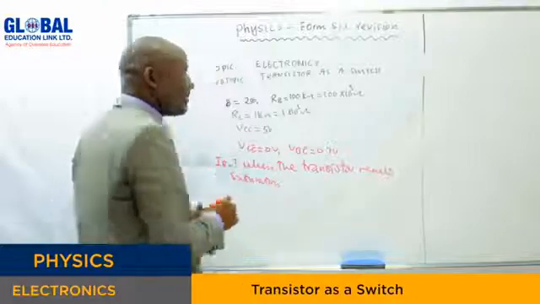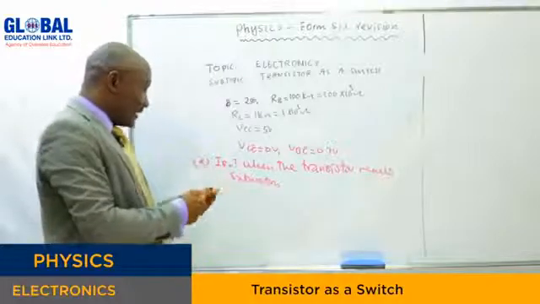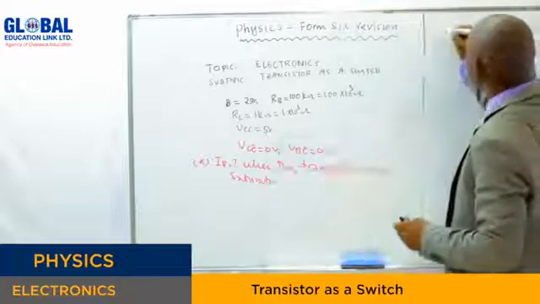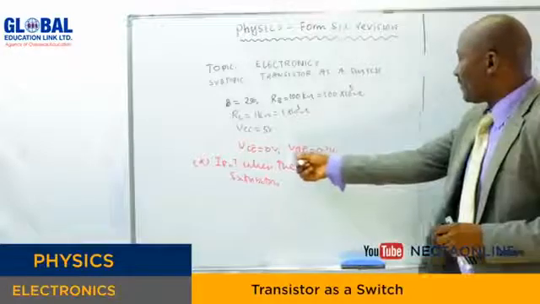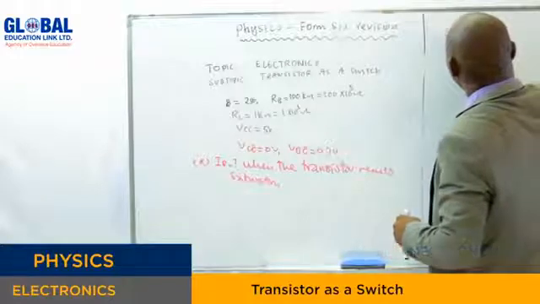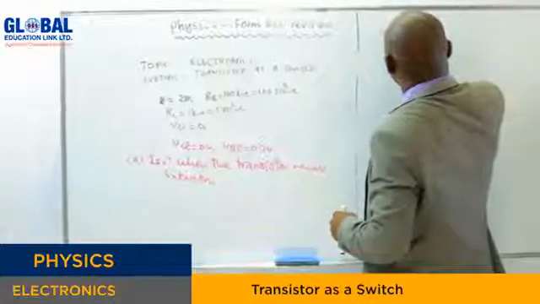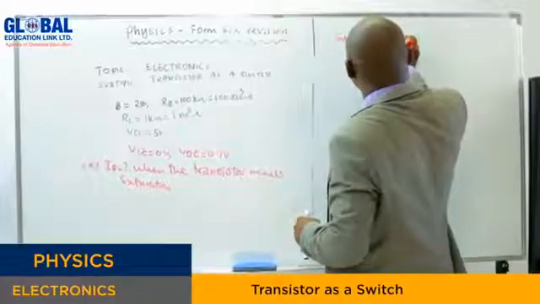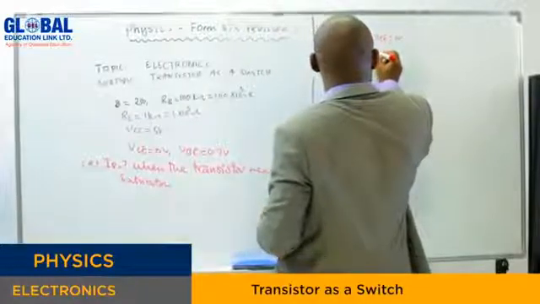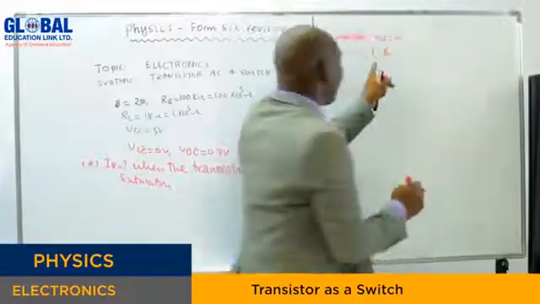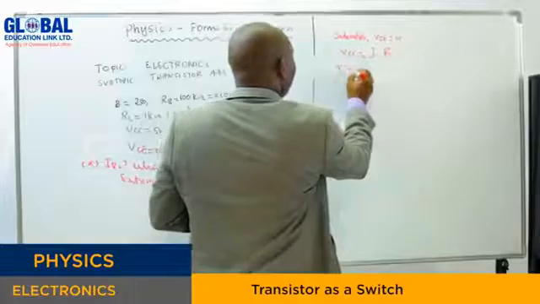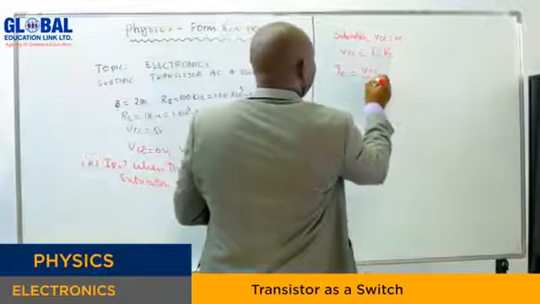You are told to find the minimum base current. How do we find that? We know when the transistor is saturated, the first thing to find is the collector current. From the information that we have, at saturation, we said VC is 0. Then most of the voltage across the resistance will be equal to the supply voltage. So this is the maximum collector current, given by VCC over RL.